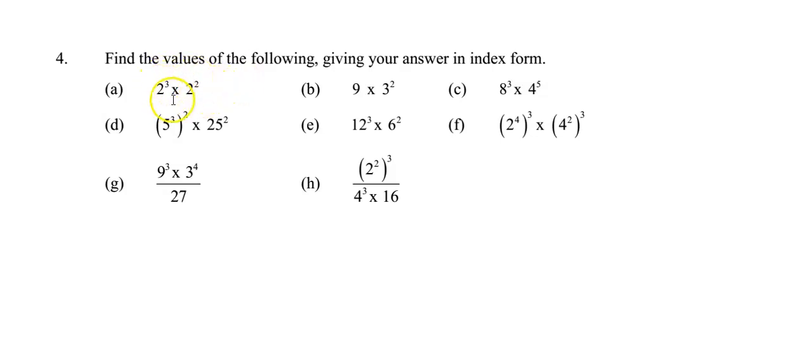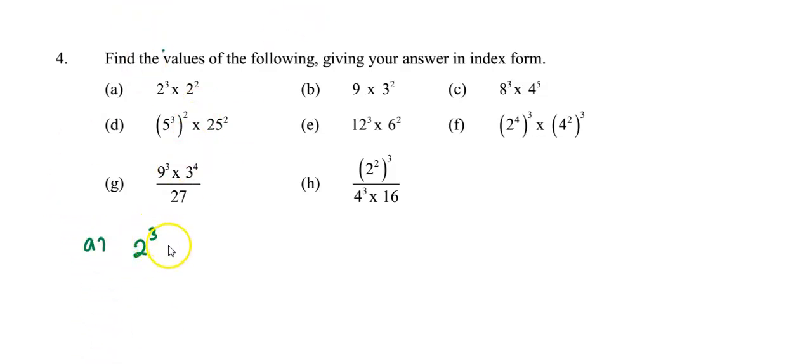Meaning that we need to simplify the index numbers in those expressions from A to F. But we're not going to write them as a number; we're going to leave our final answer in the index form, meaning that you get, for example, something power of something. Alright, so now look at question A.